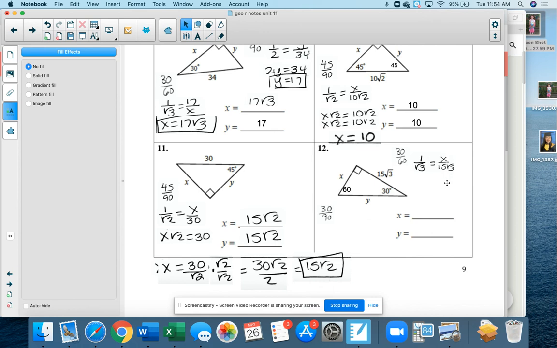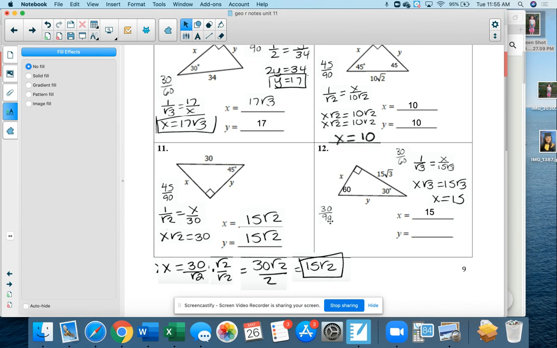Now you're going to cross multiply and solve for x. So x times radical 3 is x radical 3. 1 times 15 radical 3 will just stay 15 radical 3. And to solve for x, I need to divide both sides by radical 3, and I'm just going to get x is 15.